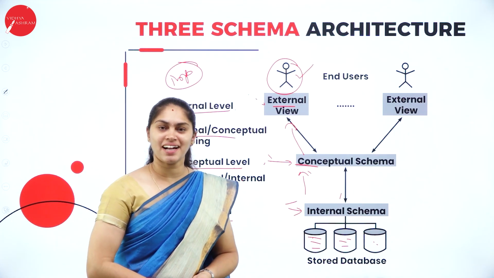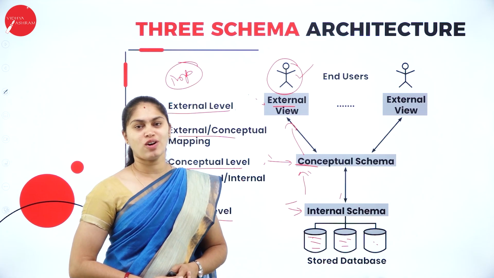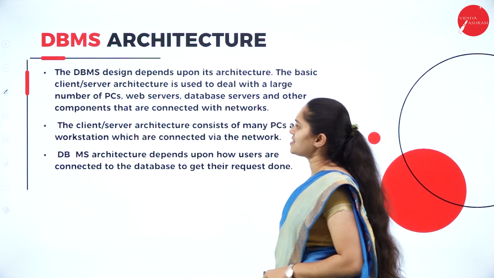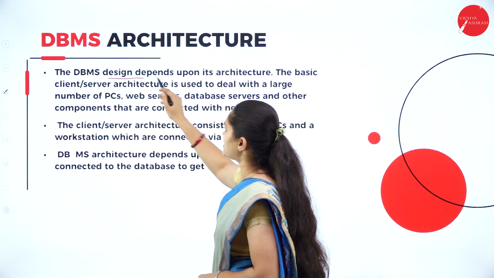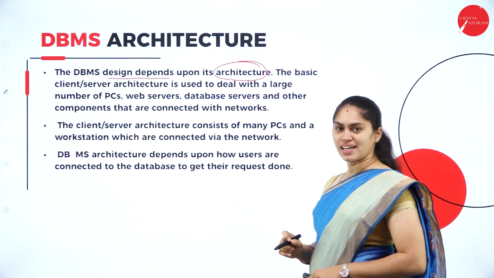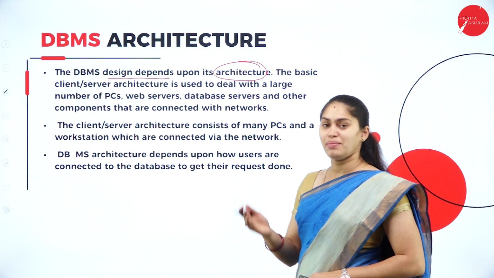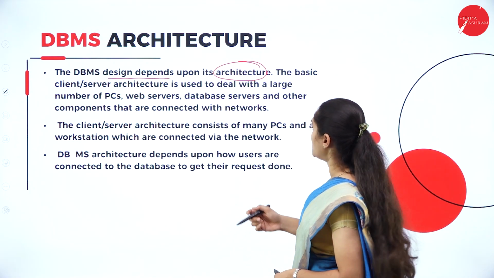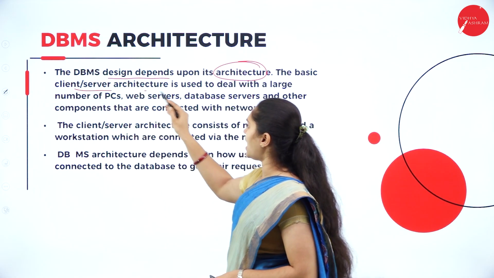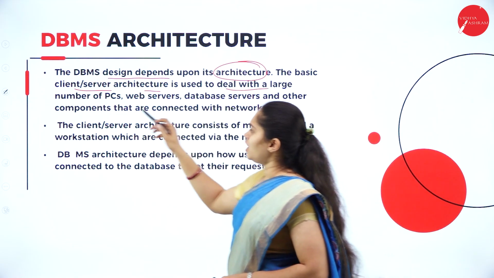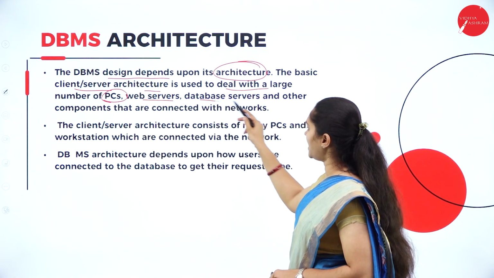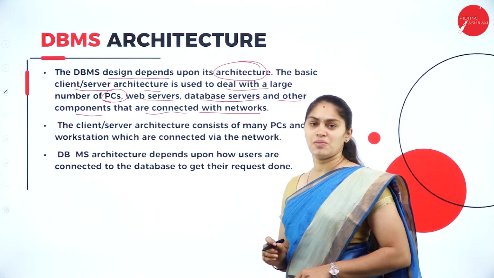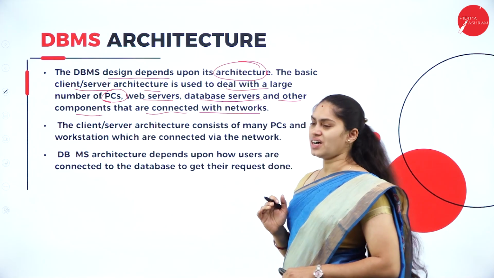Fine. By understanding this, we'll see what the types of DBMS architecture are. Here you can see that the DBMS design is going to depend on the architecture, what kind of architecture we are using. Based on that, the design of a database is going to be specified. The basic client server architecture is used to deal with a large number of PCs, web servers, database servers as well as other components that are connected with the network. Here we are using client server architecture.